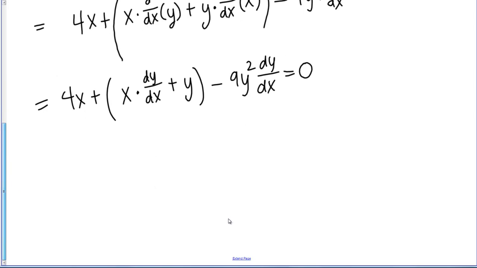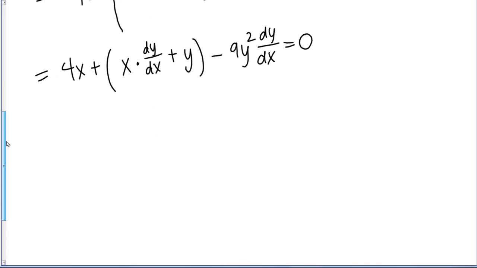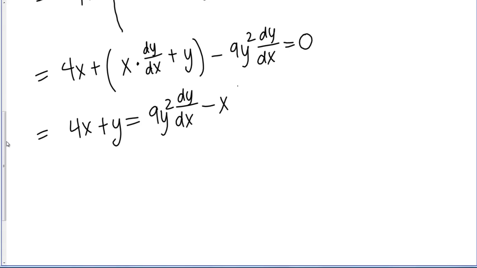Okay, so now we're finished actually taking derivatives, but we still need to actually solve for dy dx, which is what we're looking for. We're looking for the derivative. So the general strategy for this, when you're trying to solve for dy dx, is to move everything with a dy dx to one side of the equal sign, and everything without a dy dx to the other side of the equal sign. Okay, so I'm going to keep the 4x plus y on the left-hand side equals, and I'm going to move my dy dx terms over. So that's going to give me a positive 9y squared dy dx minus x dy dx.